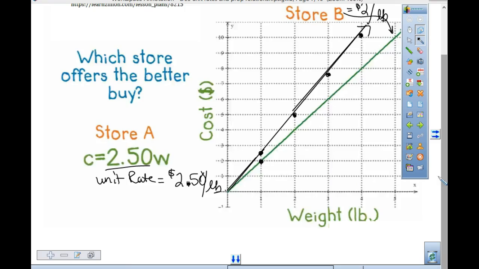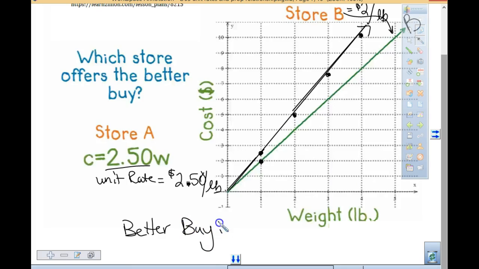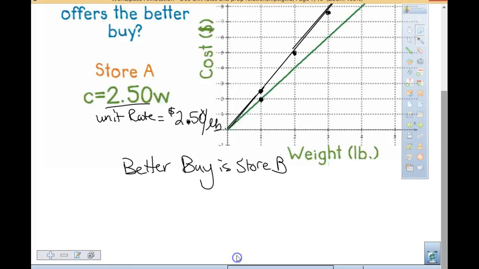As we look at this homework, they're going to tell you 2 things. Which one is a better buy? We looked at our unit rates, $2.50 and $2. We would think that the better buy is store B, right? So please write down better buy is store B. And the reason it is store B, you're going to be asked to explain on your homework tonight for every single one.